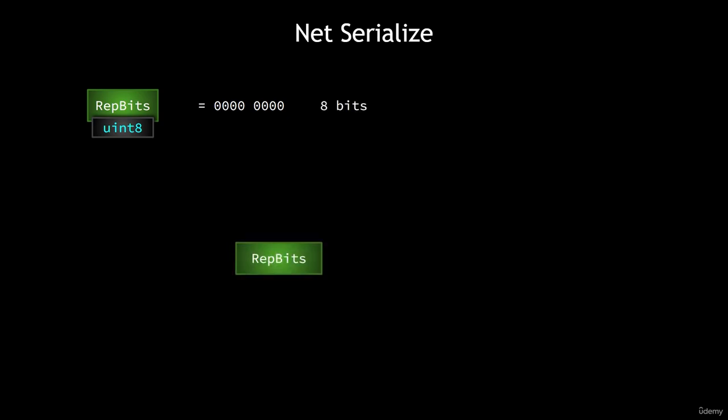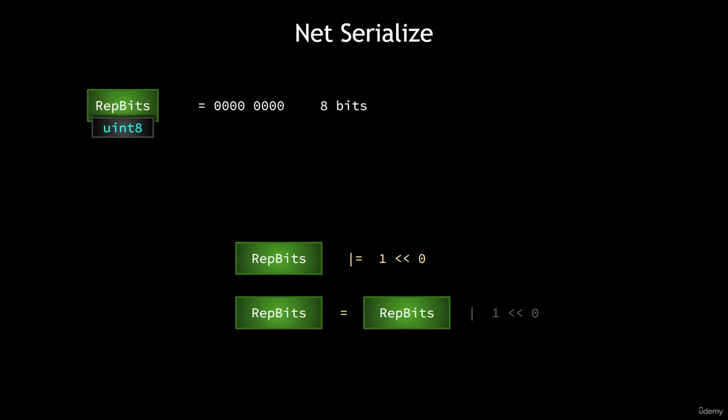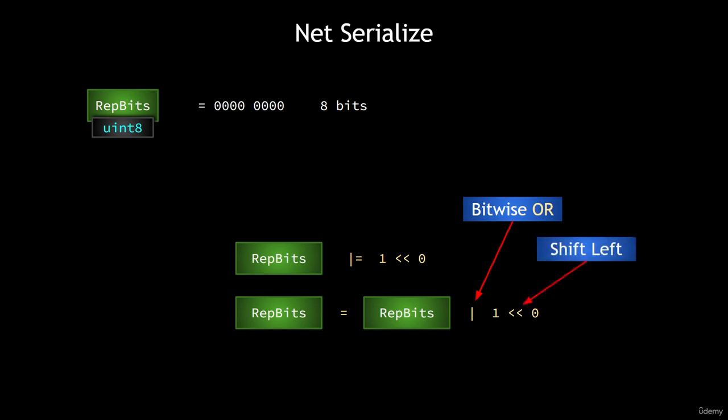Now, the line that we're confused about is this one, RepBits, bitwise OR equals 1 left shift 0. Bitwise OR equals is just like plus equals or times equals. It's equivalent to taking RepBits and setting it equal to itself, bitwise OR 1 left shift 0. So these two lines are equivalent. Now, this here is the bitwise OR. It's half of the OR symbol that we're all familiar with. And this is the left shift, or shift left, operator. So what exactly are these operators doing?